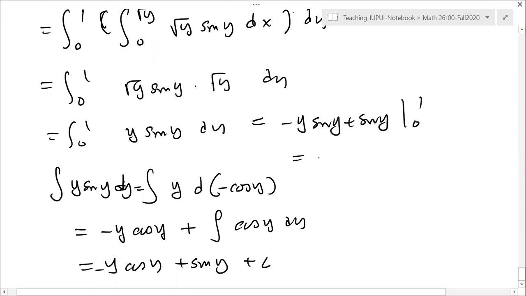And my answer is negative sine 1 plus sine 1, right? Oh, cosine. Cosine.